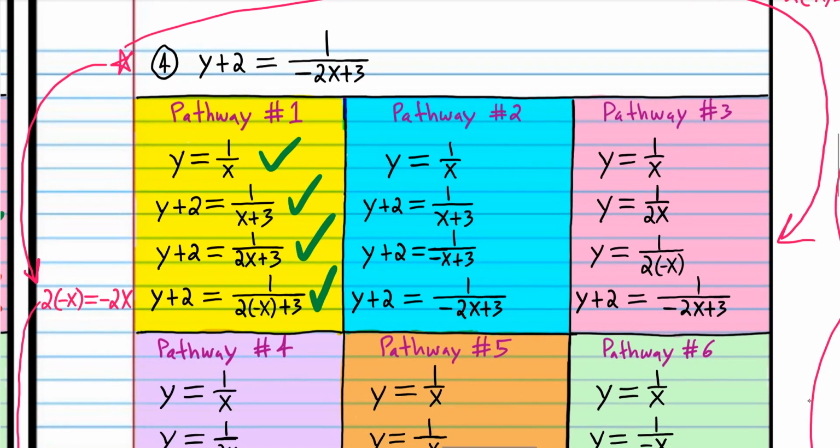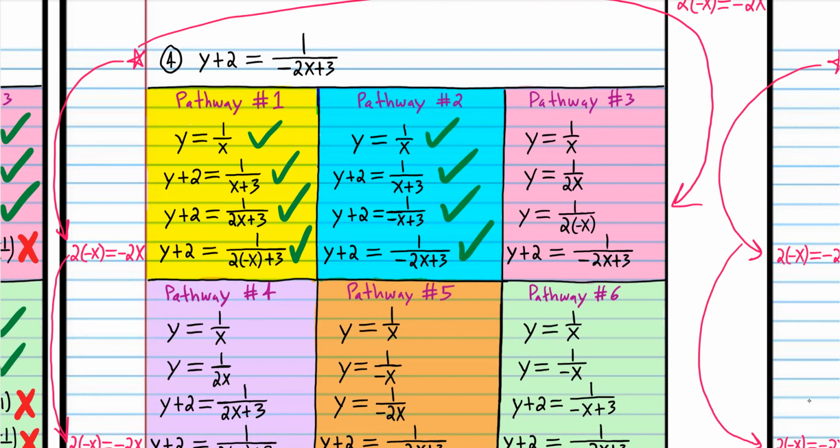Okay, let's try pathway number 2. We have the parent equation, replacing y with y plus 2 and x with x plus 3. Move the graph 2 units down and 3 units to the left. Then we're replacing x with negative x. That just tells us to reflect across the y-axis. And then we're replacing x with 2x. That tells us to divide all x values by 2. So both of these pathways work.